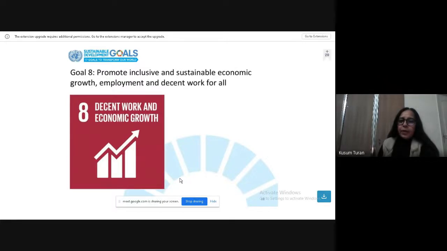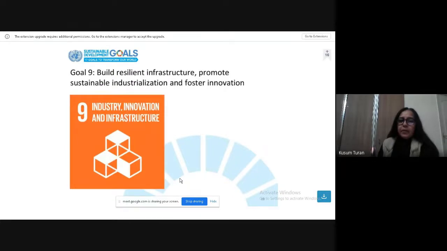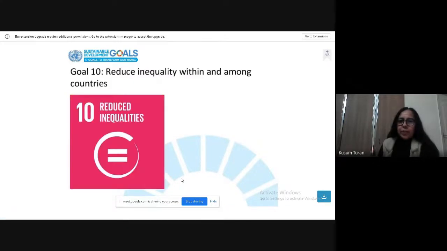8th, decent work and economic growth. Yes, we all need that. 9th, build resilient infrastructure, promote sustainable industrialization, and foster innovation. Innovation is required. It's a competitive field today everywhere. We need to develop in such a way that it is easily available and fulfills the purpose for the existing environment, for human beings, for society, for the other species. So we have to look for that.